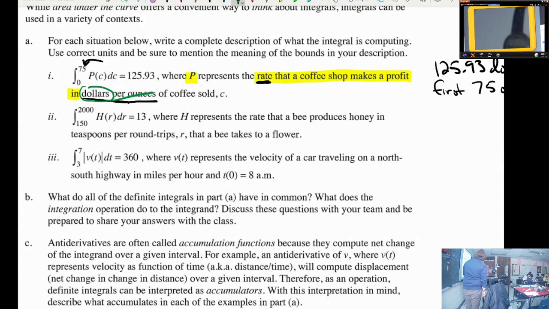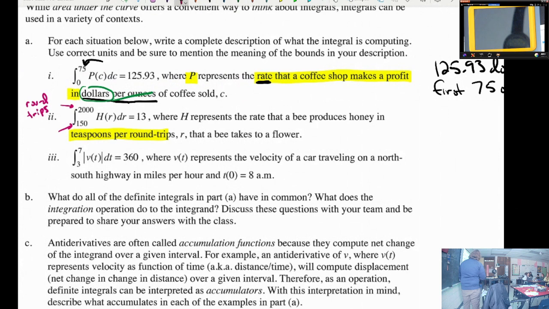Question 2, you have the integral from 150 to 2,000. H is going to represent the rate at which a bee produces honey in teaspoons per round trip. Yikes. This means that 150 and 2,000 are the number of round trips that this bee has made. And yes, these kind of questions do show up on your AP test, and they are always bizarre. They're usually subject for memes later on, too. Which you're not supposed to post because you're not supposed to talk on the internet about your score. But anyway.